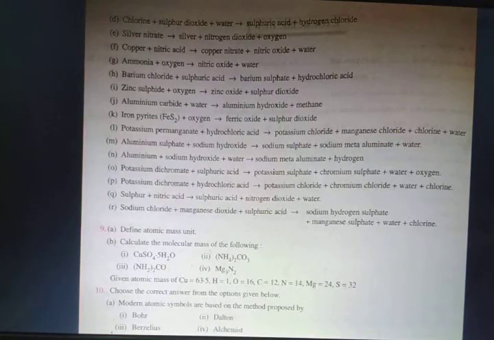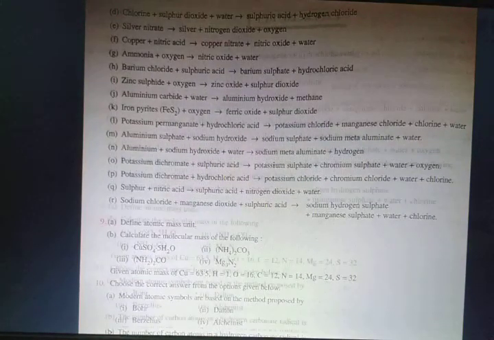Define atomic mass unit. That also is given in your book. It's basically a unit used as the mass of one particular atom. So atomic mass unit is defined as 1/12 the mass of carbon 12. So that is atomic mass unit. The next, calculate the molecular mass, these are numericals. You have to go by the numericals itself.